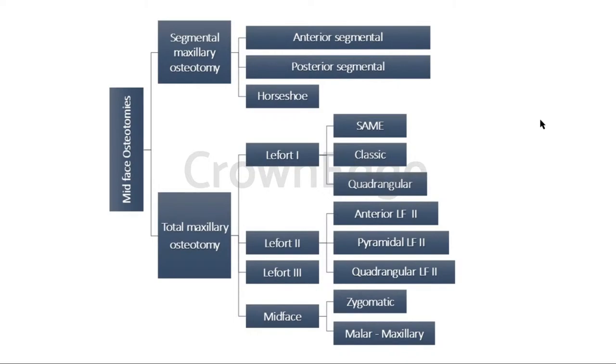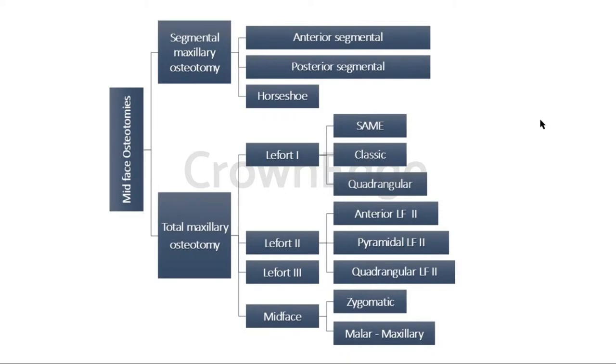Classic Lefort 1, quadrangular Lefort 1. Got it? Then in Lefort 2, it can be anterior Lefort 2, pyramidal Lefort 2 or quadrangular Lefort 2. And in the midface, it can be zygomatic or malar maxillary. So these are the various types of osteotomies that can be done, and this is a very important classification.